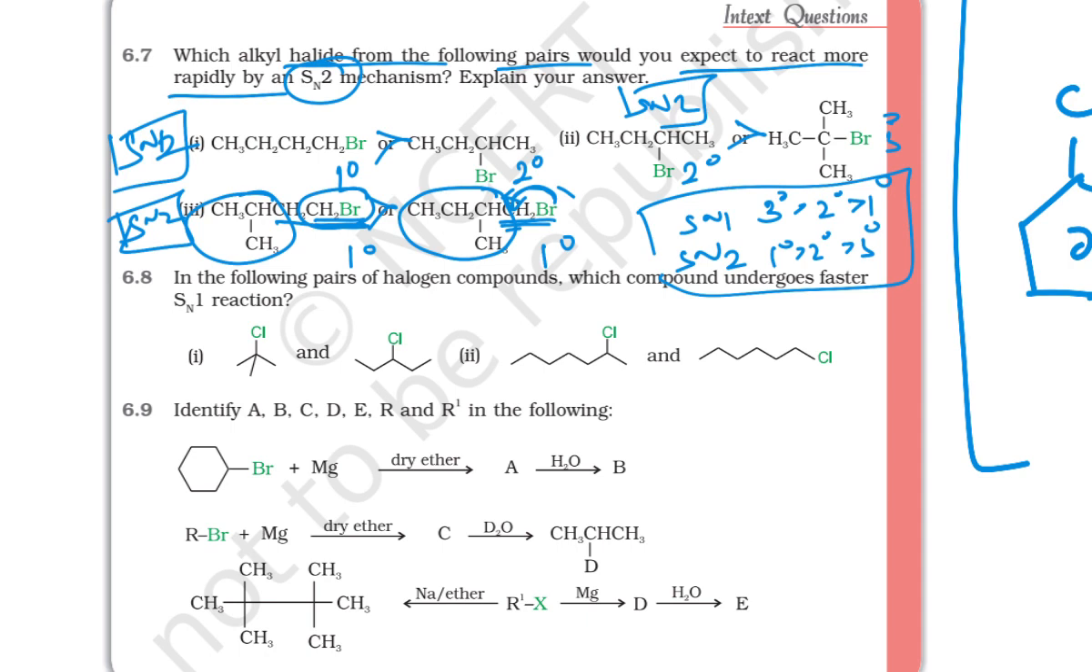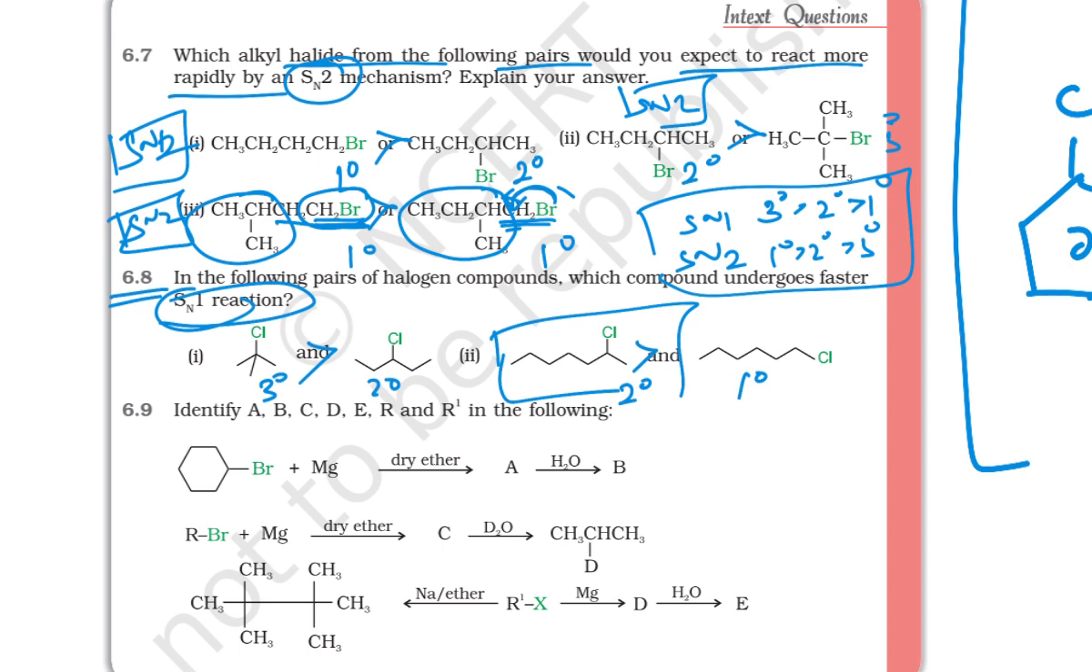Clear? But in case of 6.8, they are asking which one is more reactive, which one is faster in case of SN1. We know that this is tertiary, this is secondary, so this one is more reactive. This is secondary, this is primary, so this is more reactive towards the SN1 reaction.